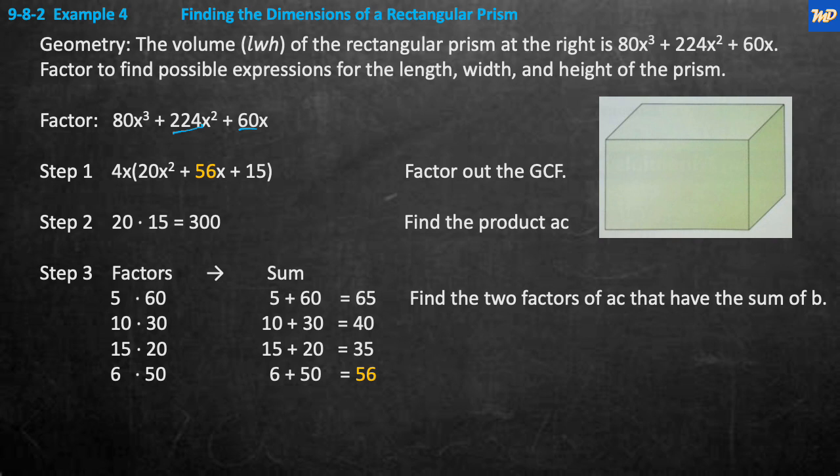Now we're going to do our typical factoring a trinomial by grouping. We multiply the A and the C, and we get 300. Then we start looking for factors of 300 that will give us 56. We start with 5 times 60, but 5 plus 60 is 65. And you see the pattern. 10 times 30 is 300, but 10 plus 30 is 40. Again, we're looking for 56. Eventually, we get down to 6 times 50, and 6 plus 50 is 56. We found our answer. So now we're going to go on to the next slide to finish it.